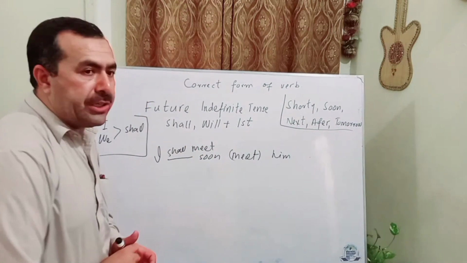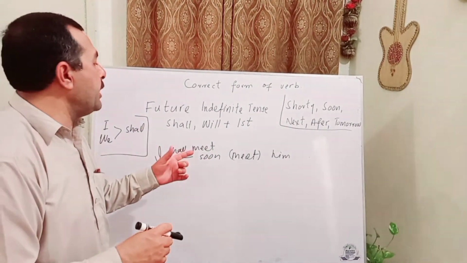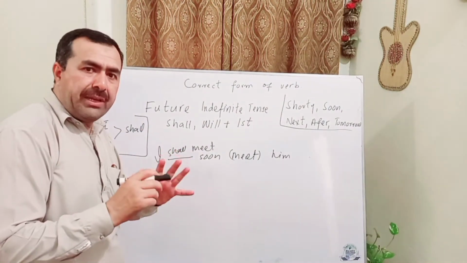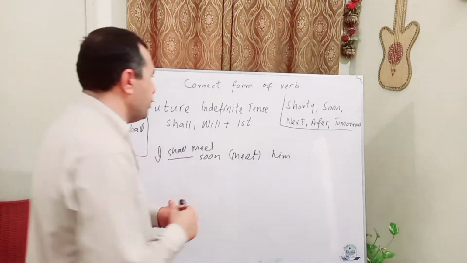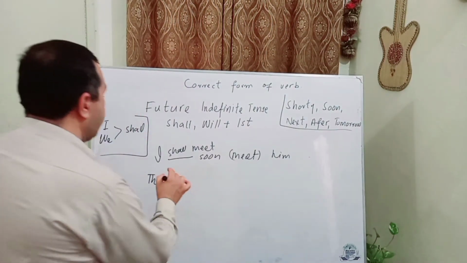I mean that we will choose this tense, and we can put soon anywhere. I shall soon meet him. I shall meet him soon. It is not compulsory that soon will be here or there. We will have a discussion on it in the next video, where I will put it. What will be its meaning?